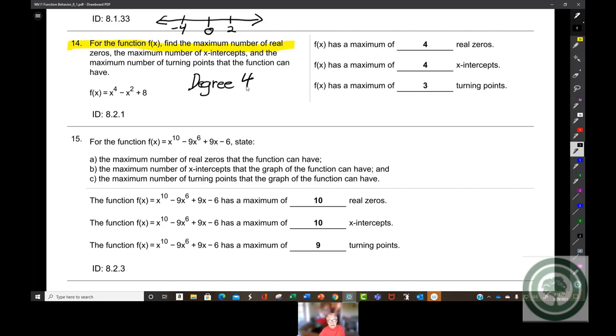Here's what that means. It means that the maximum number of real zeros, that is zeros that are numbers on the x-axis, those are the real zeros. The most zeros this function can have is 4, because the degree is 4. And since real zeros, zeros in the real number system, zeros on the x-axis, are what make the x-intercepts, well, the most, maximum means most.